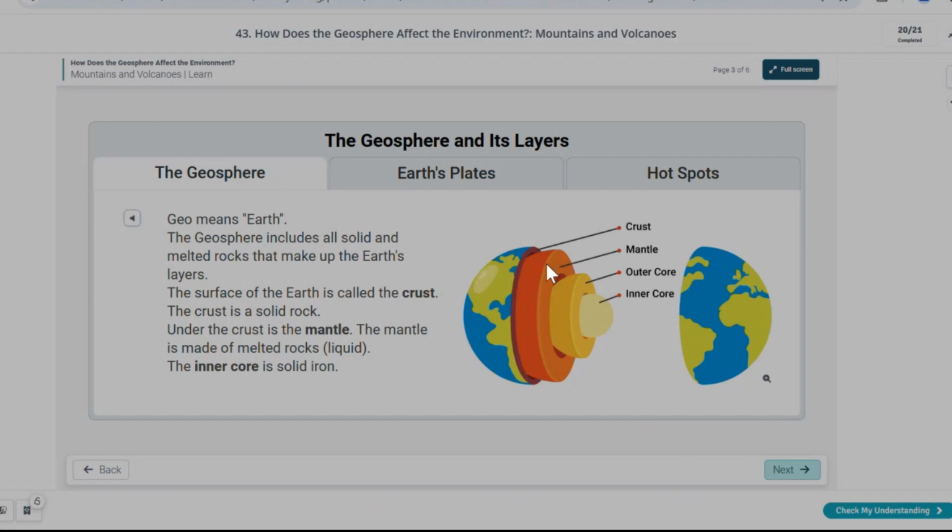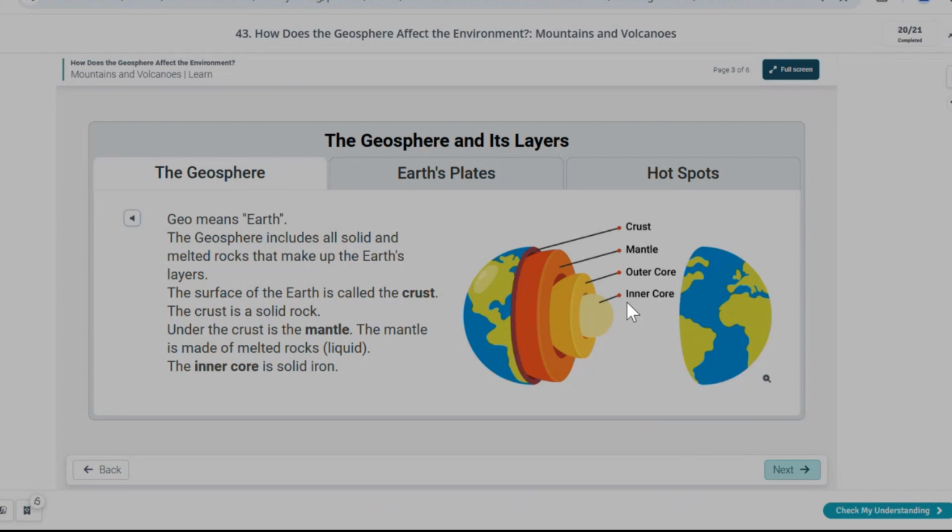The mantle is liquid. Okay, it is a rock, but it is melted rock. The rock becomes so hot, it becomes a liquid. So the mantle is a liquid rock. And then underneath is the outer core, which is a solid, and then the inner core. And the last one, the inner core, is iron, hadid. This is what gives the earth the magnetic poles.